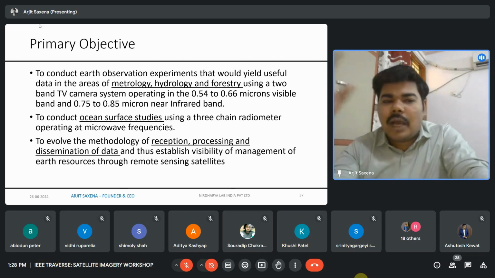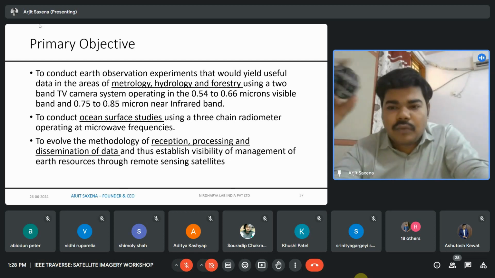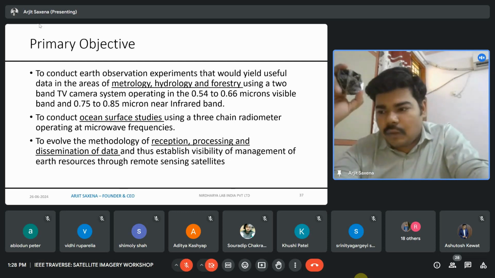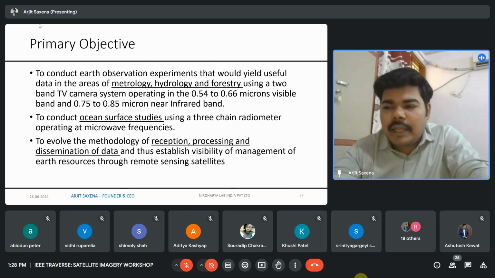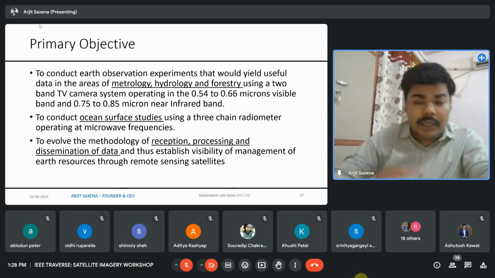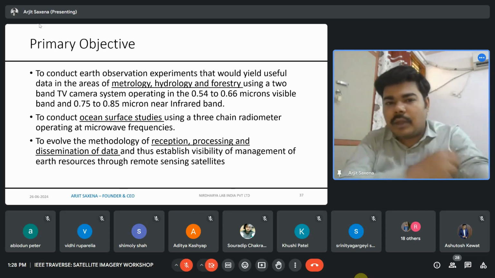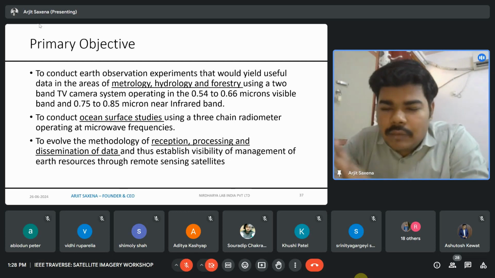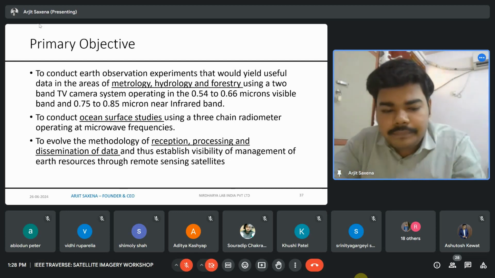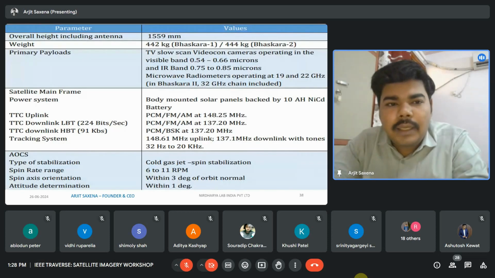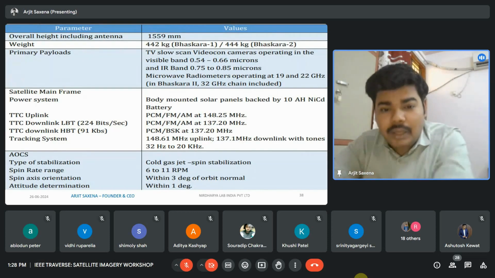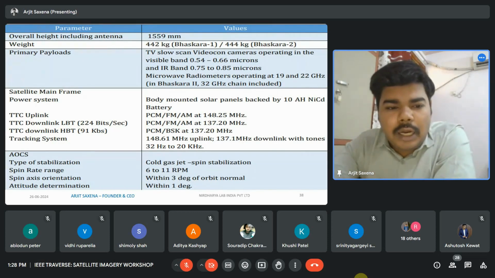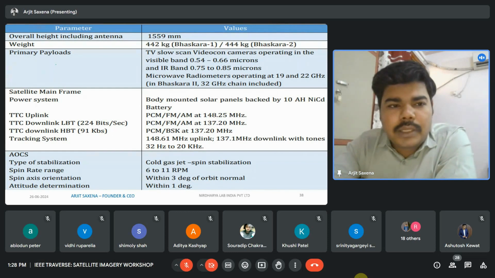So this is how the Bhaskara payload, which was the first payload, was developed and it was very successful. The life was 5 years, but it survived around 6.7 years, 6 years 7 months. So this is one of the successful satellites of India. Then this is some detail about Bhaskara. If you want to read, after the session I will share this PPT and you can go through it.